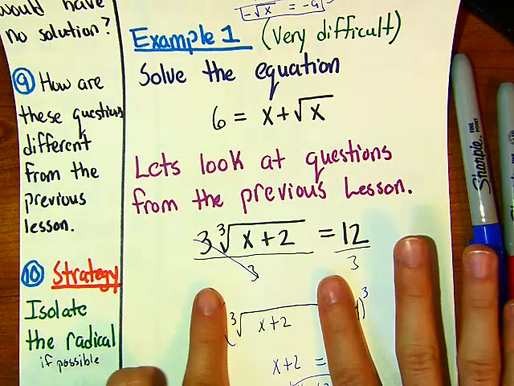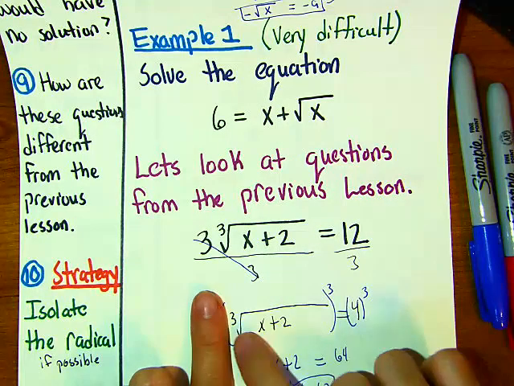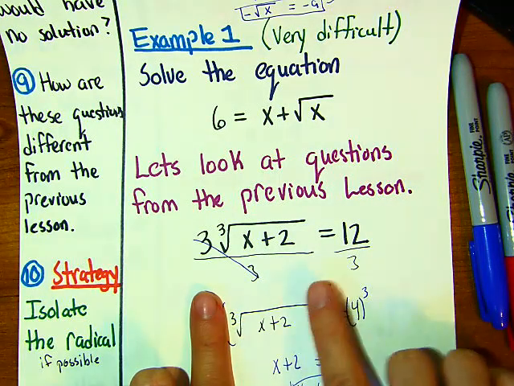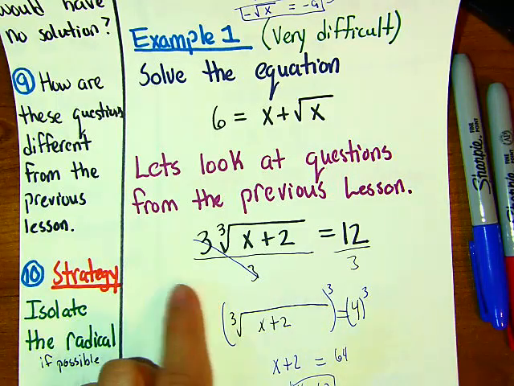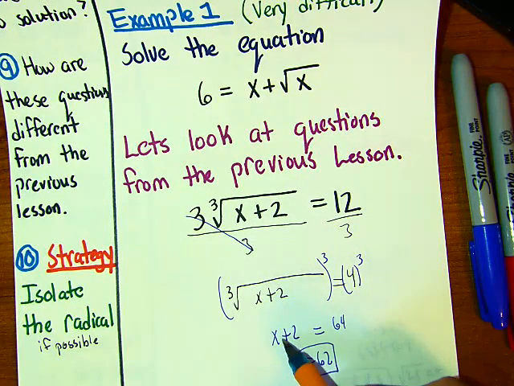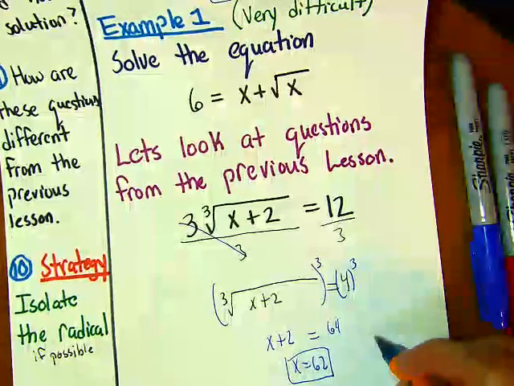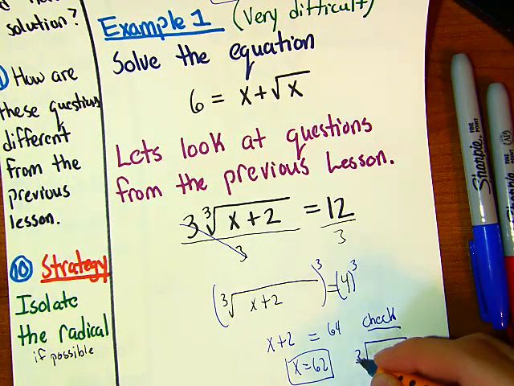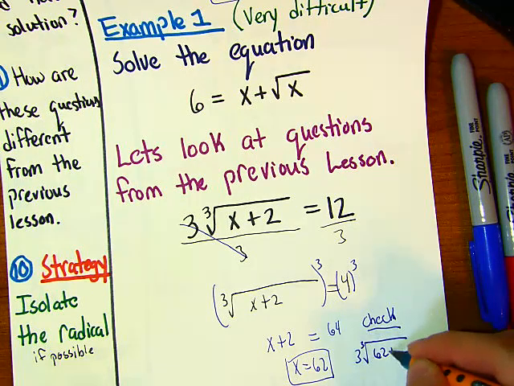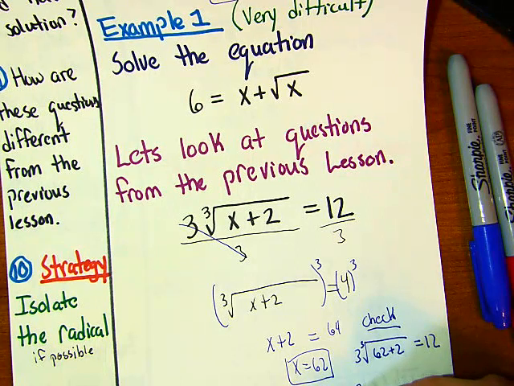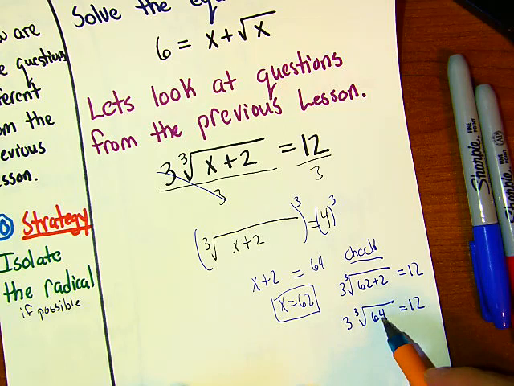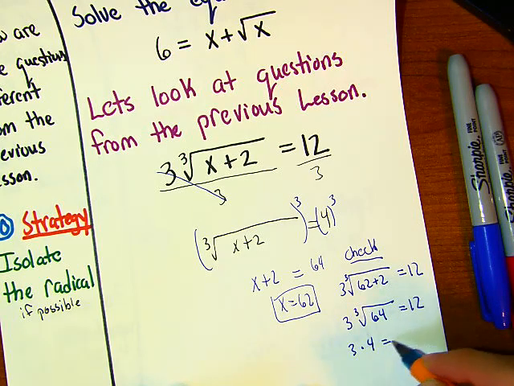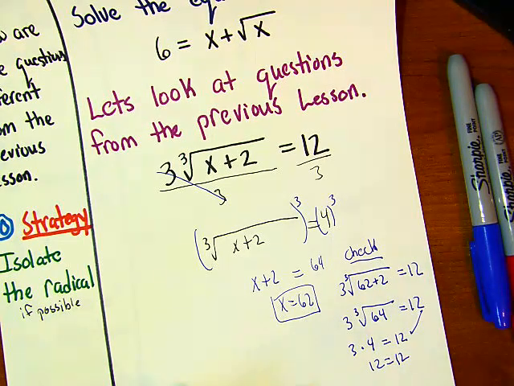And then now, if you have the cubic root of this, to get rid of this cubic root, you cubed both sides. And this just became what was inside the radical, and 4 cubed was 64, and x plus 2 is equal to 64, x is equal to 62, and then you also have to check it, right? Because 3 times the cubic root of 62 plus 2 has to equal 12, but this is 3 times the cubic root of 64 is equal to 12, and the cubic root of 64 is 4, so it's 3 times 4 is equal to 12, 12 is equal to 12, and check, this worked.